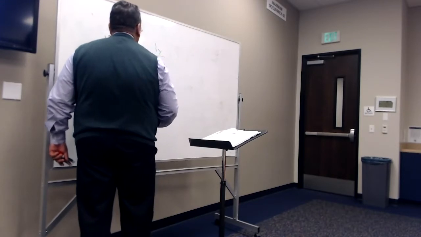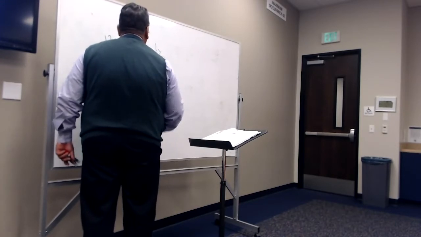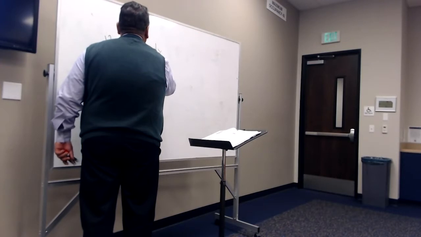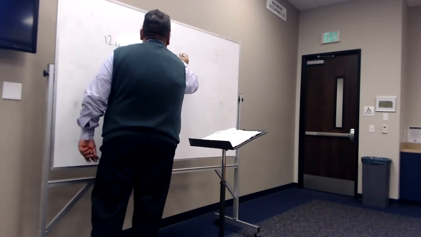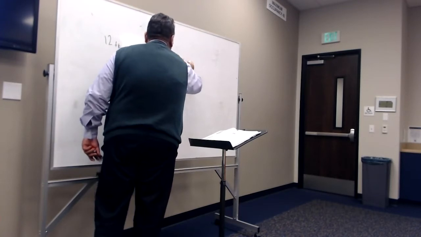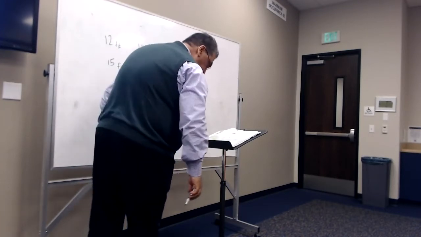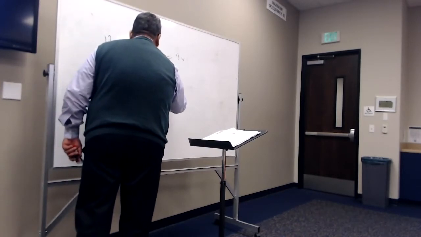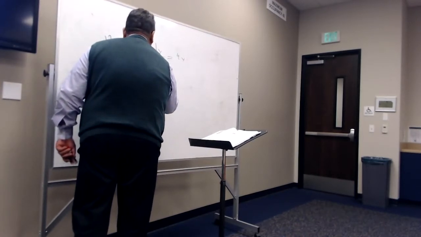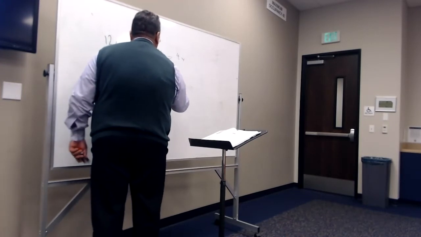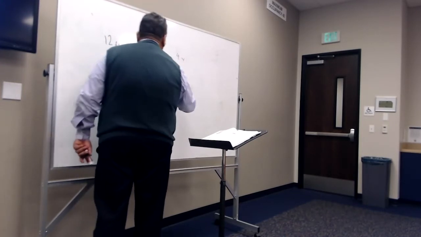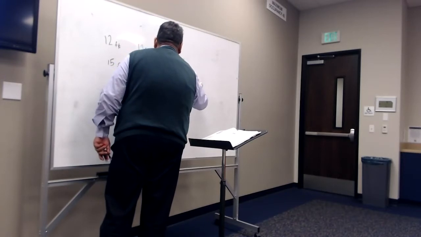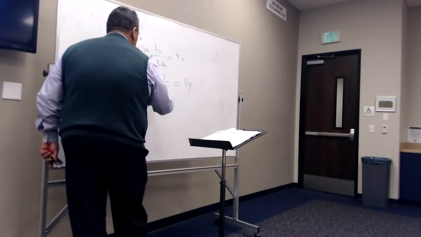So 12 feet, you have to divide it by 3. We need 4 yards. Yes? And 1 yard is equal to 3 feet, and 15 feet you do the same. Are you guys following me? Yeah. So, again, 5 yards. Then what do I do to find the area?